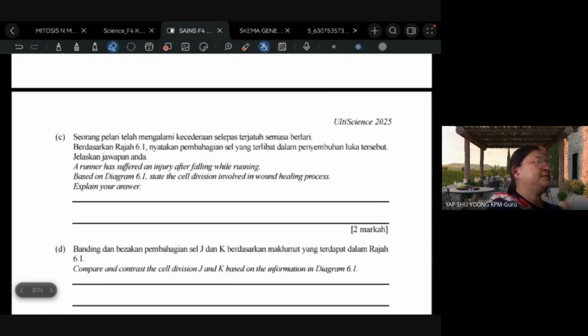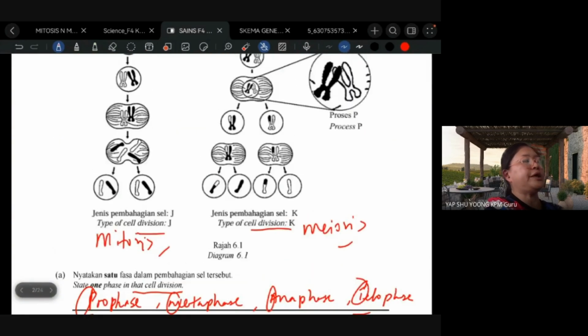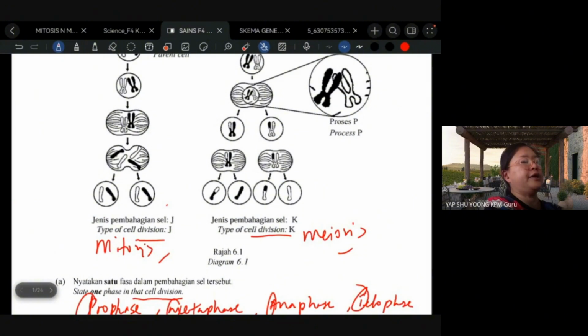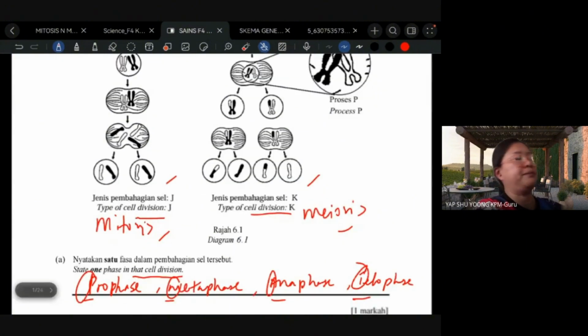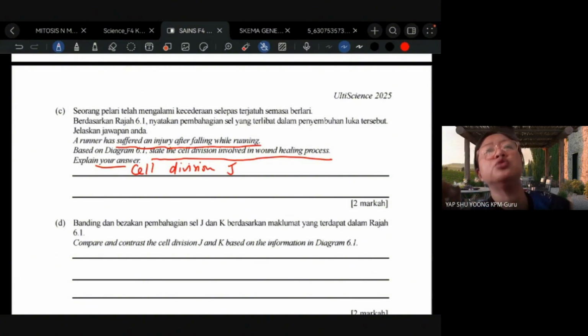A runner has suffered an injury after falling while running. Based on diagram 6.1, state the cell division involved in the wound healing process. Okay, 6.1. So which one is for healing? Mitosis is for healing. Meiosis K is to produce sperm and ovum. So you put cell division J. You don't put mitosis. Sometimes you are too confident and your answer is wrong. You better follow cell division J or K. You put the J.